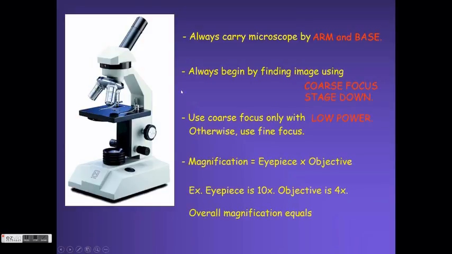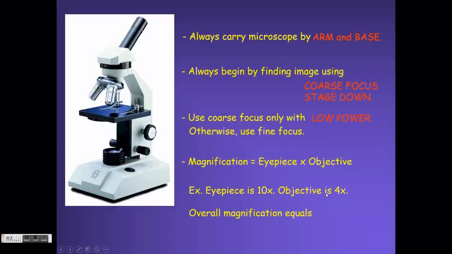To figure out the overall magnification, because there's a lens in the eyepiece and a lens in the objective, we take those 2 numbers and we're going to multiply them together so that the overall magnification is equal to the eyepiece multiplied by the objective. The eyepiece is typically 10x, which means that the object is being magnified 10 times by the lens that's in the eyepiece. The lens that's in the objective, well, it depends on whether it's low, medium, or high power, but the low power one is typically 4x.